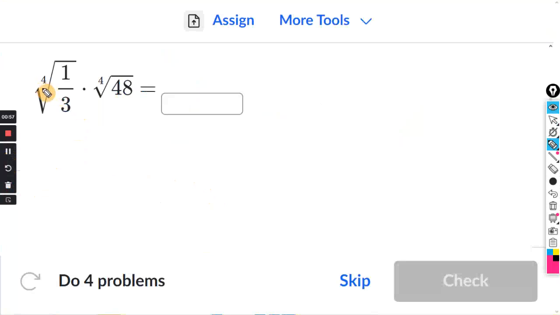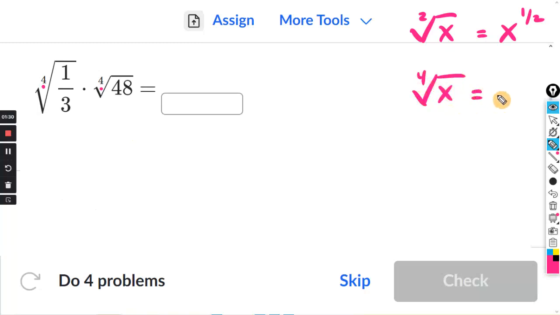All right, so we have the fourth root of 1/3 times the fourth root of 48. Notice that these are both the fourth root, okay? So if you recall, the square root of x is equivalent to x to the 1/2 power, which when it's square root, it's root 2. Here we have the fourth root. As an example, the fourth root of x is the same as x to the 1/4 power. All right, so we can convert each of these to the 1/4 power since it's fourth root.